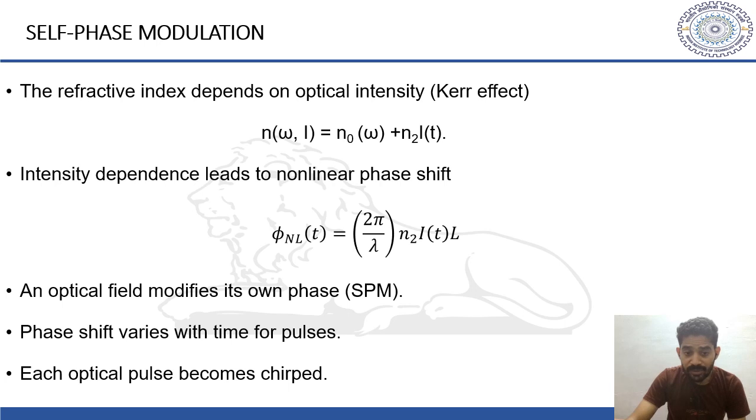An optical field modifies its own phase, as we already talked about. Phase shift varies with time for the pulse. As time increases, meaning as the distance in the fiber increases, the phase will also increase. Each optical pulse becomes chirped. Chirp is a perturbation introduced in the fiber that causes pulse broadening and introduces new frequencies.